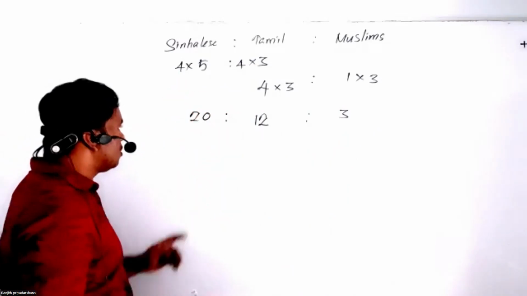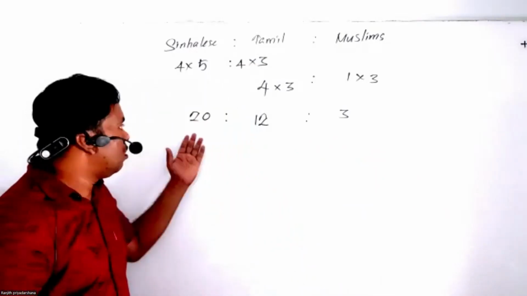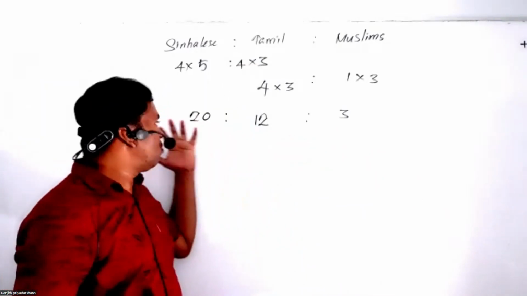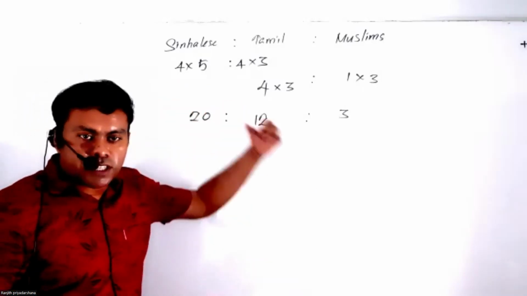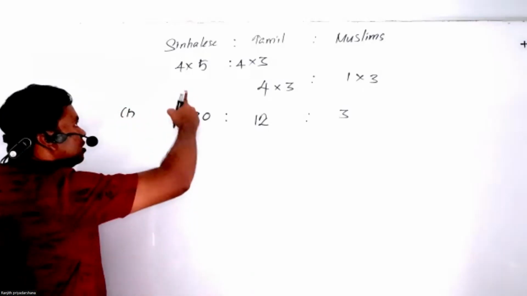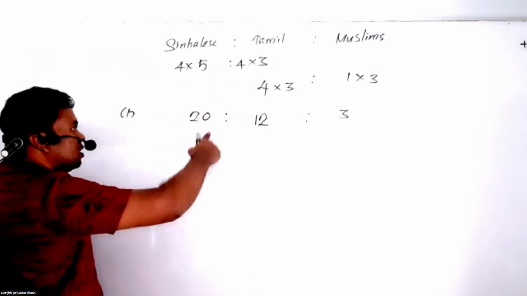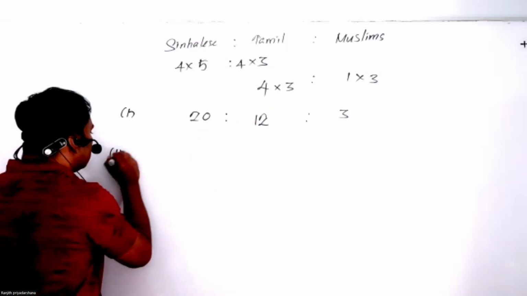20. Yes, this cannot be simplified further. Why? All are not divisible by 3 or any other number. So this is the simplest ratio between them. So that's the first answer. Sinhalese, Tamil to Muslims is 20 to 12 to 3. So that's a ratio. The second one.